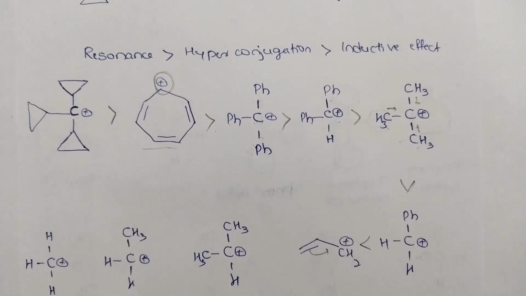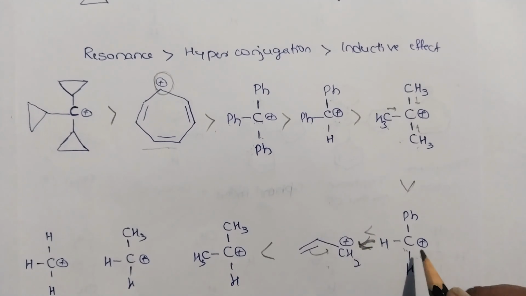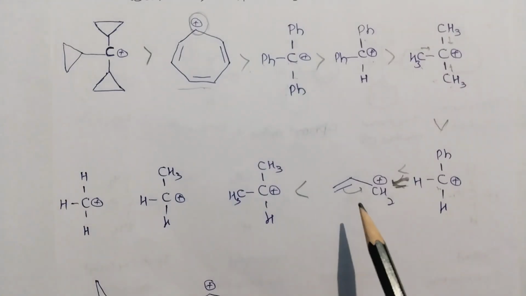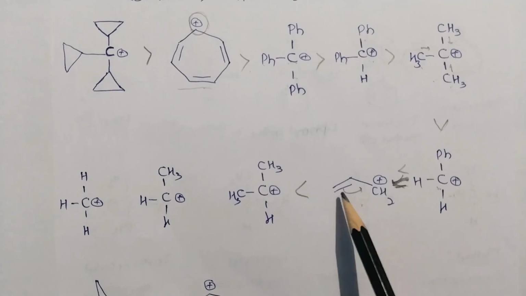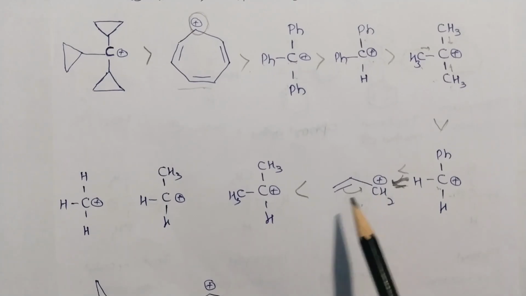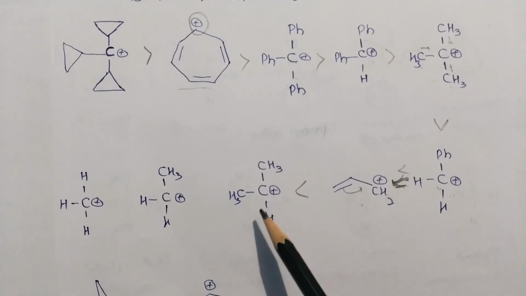This is more stable than the allyl carbocation. Here you can find the resonance. This is more stable than this allyl carbocation, and this allyl carbocation. These are almost the same, but this is a little more stable carbocation. Here we have allylic carbocation, you have resonance, hence this is highly stable. This is more stable than this isopropyl carbocation.